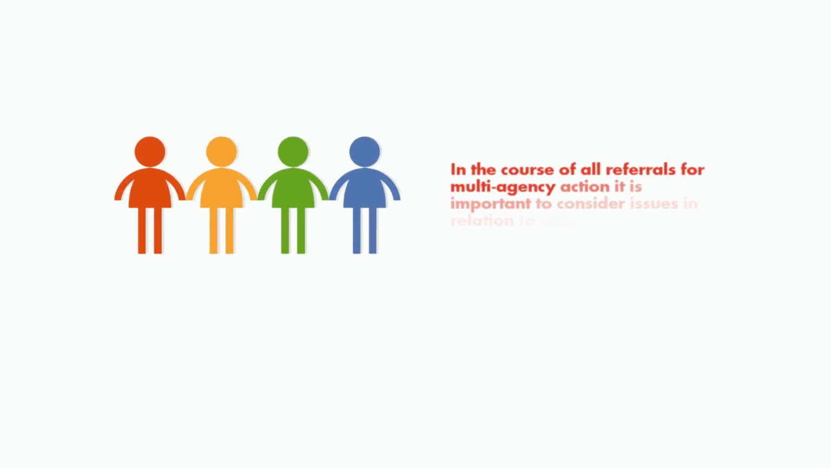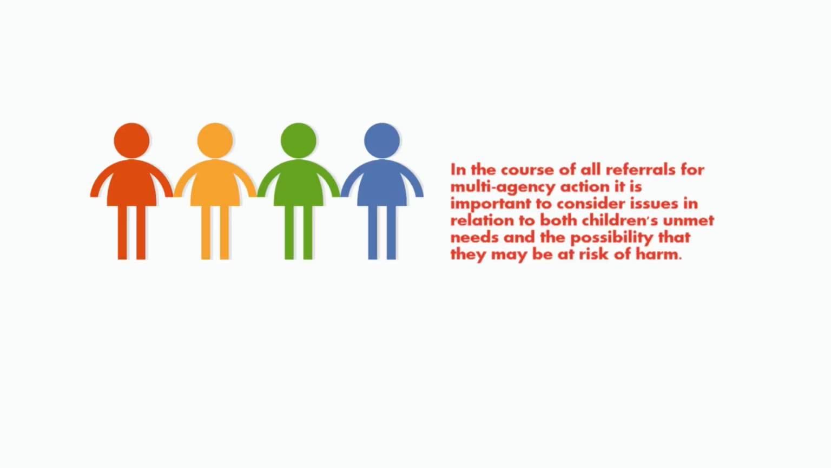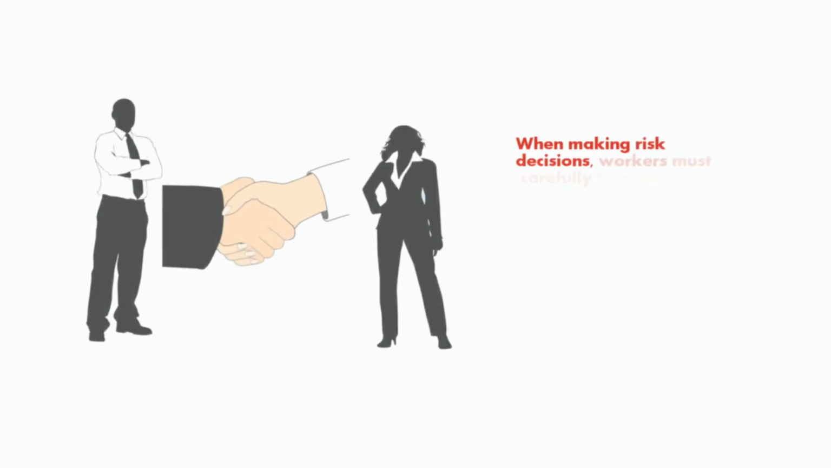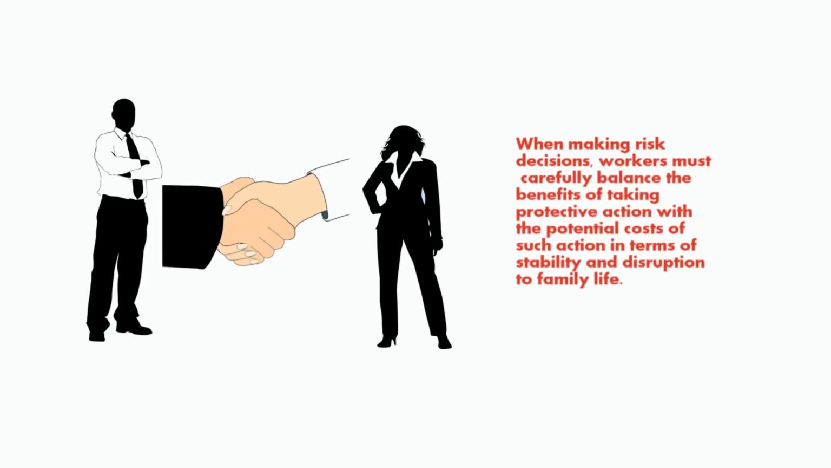Information sharing. In the course of all referrals for multi-agency action, it is important to consider issues in relation to both children's unmet needs and the possibility that they may be at risk of harm. When understanding risk assessments, it is necessary that staff should be risk sensible and recognise that no system can fully eliminate risk of harm. When making risk decisions, workers must carefully balance the benefits of taking protective action with the potential costs of such action in terms of stability and disruption to family life.